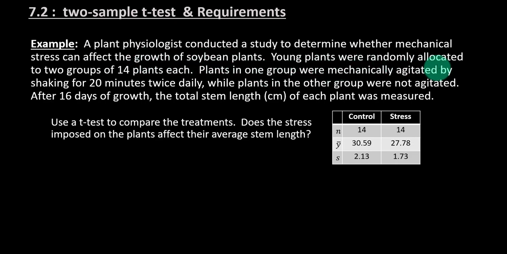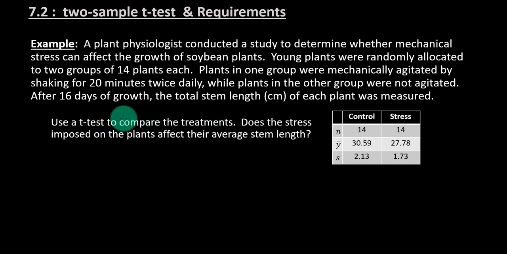Young plants were randomly allocated to two groups of 14 plants each. Plants in one group were mechanically agitated by shaking for 20 minutes twice daily, while plants in the other group were not agitated. After 16 days of growth, the stem length of each plant was measured.